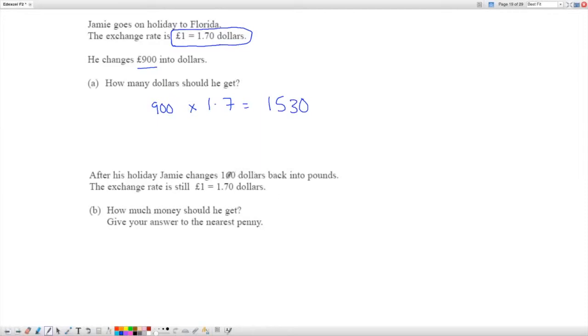We're told at the end he has $160 and he wants to change it back to pounds. Exchange rate's the same. So this time we take the dollars and we divide by 1.7. In the reverse, 94.12 pounds. Sometimes it's confusing as to which way you multiply and divide, but have a look.